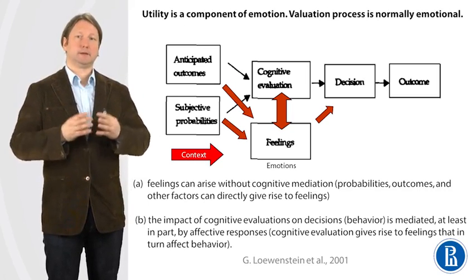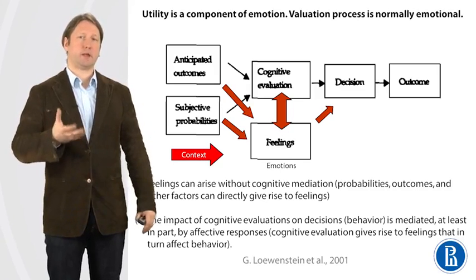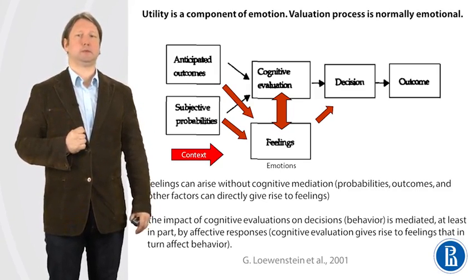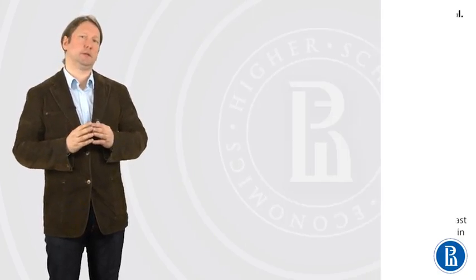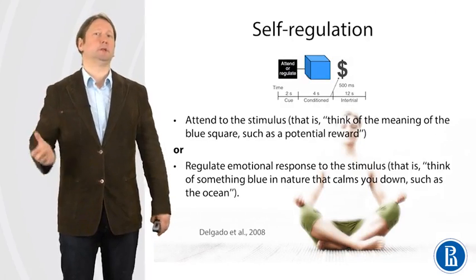So it looks like emotions play a critical role in decision-making, and they interact with cognitive mechanisms of decision-making during the process of decision-making. So today we will focus on the interaction of cognition and emotions during the decision-making process. Of course we know, for example, that we can self-regulate emotions.